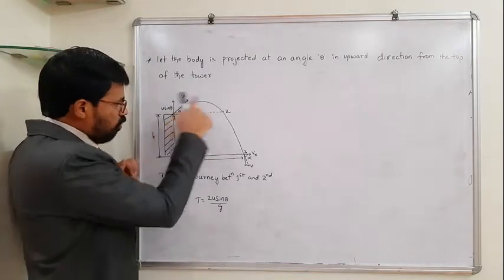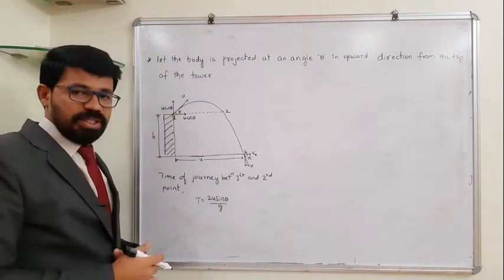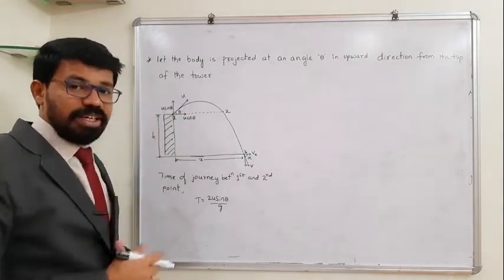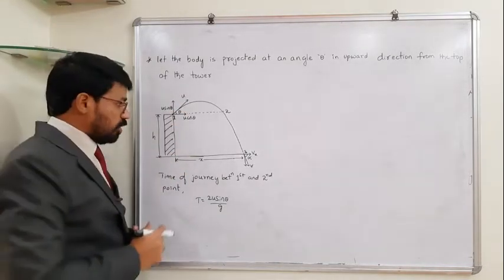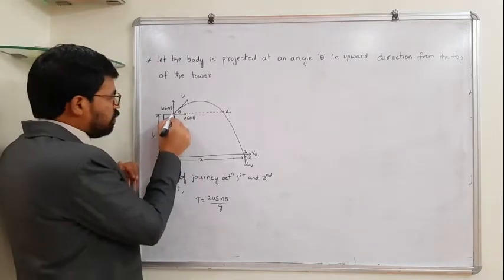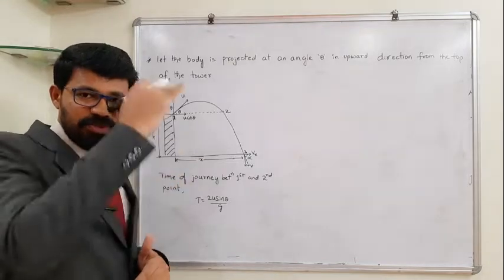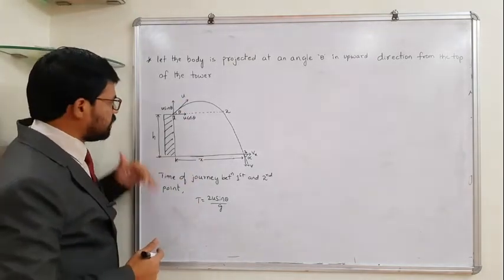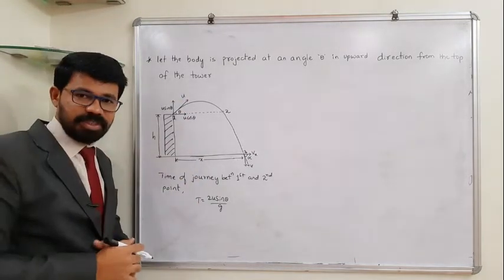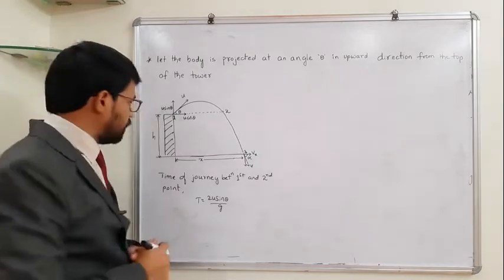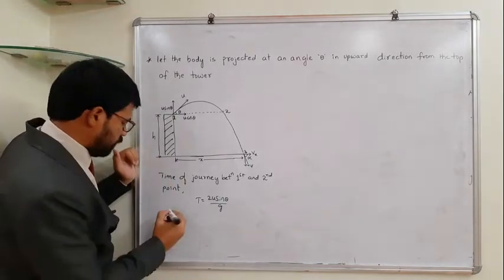See, during the time of flight, what is the displacement in the vertical direction? I'm not talking about the total displacement. Total displacement would be, this is the initial point, this is the final position, right? I'm talking about displacement in the vertical direction. Displacement in the vertical direction will be equal to the height of the tower. So let us try to find out that displacement.